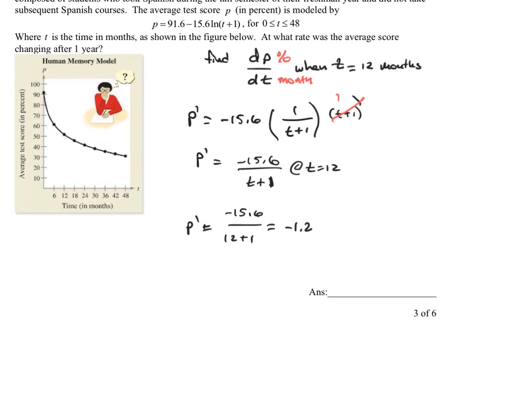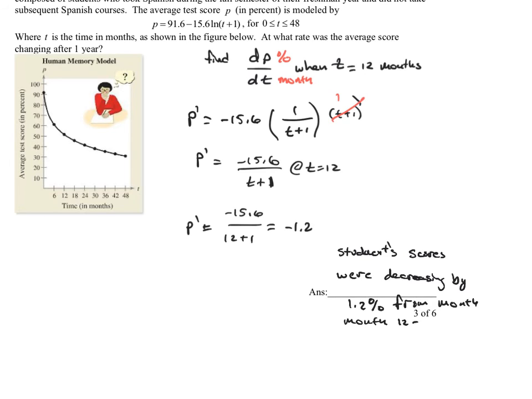And then we have to think about the rate here. So what does this mean? Well, this means the student's scores were decreasing by 1.2%, and this is per month, right? From month 12 to 13. So again, this does not tell you what the score was. It just tells you what your score was changing by.